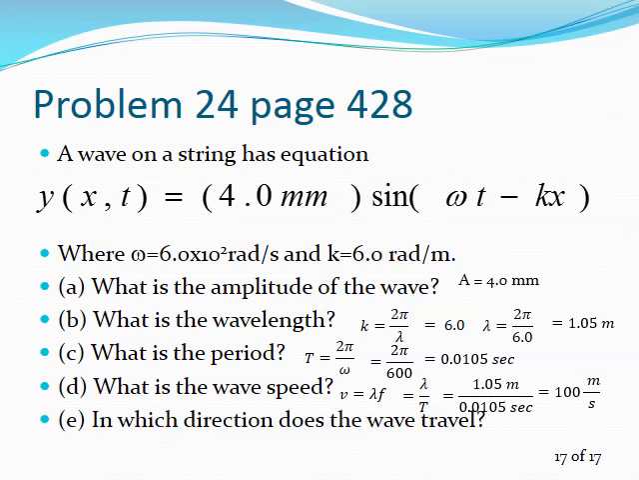What is the direction of the wave? To find the direction of the wave, I need to look at the signs of both omega t and kx parts of the wave. They are opposite, so it has to travel in the plus x direction.